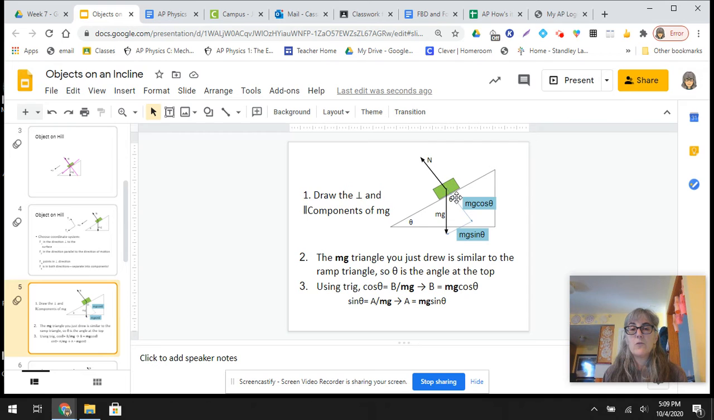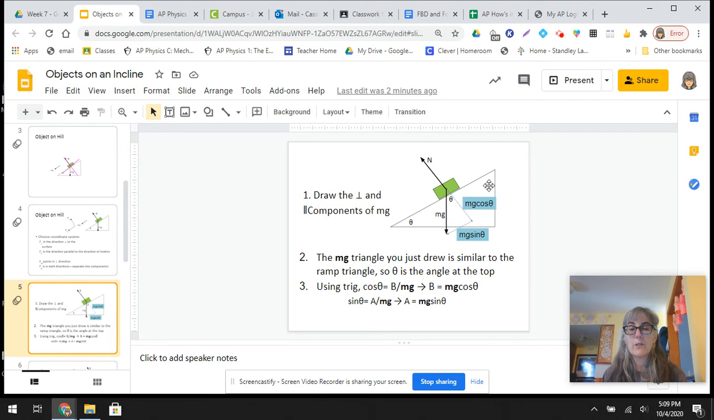If we draw the components of our mg vector, then we've got the cosine, or let me back up. This angle here is similar to this angle here, and you can prove that using geometry if you want to, or just take my word for it. But this angle here is going to be the same as our hill angle. So if we do the cosine of this angle, that's adjacent over hypotenuse, and then if we solve for that component, it will be mg cosine theta.